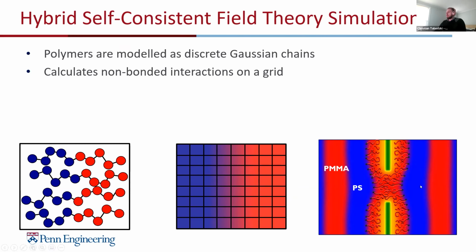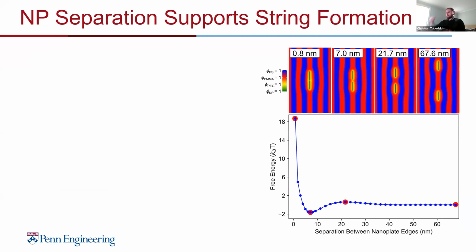And on the bottom right is an example image of my system. So we have two nanoparticles approaching each other perpendicularly. The green is the nanoparticle core. The yellow is the PEG graft. The red is the PMMA domain, which the PEG has an affinity for. And the blue is the PS domain. And so what we do is we just vary the distance between the two.